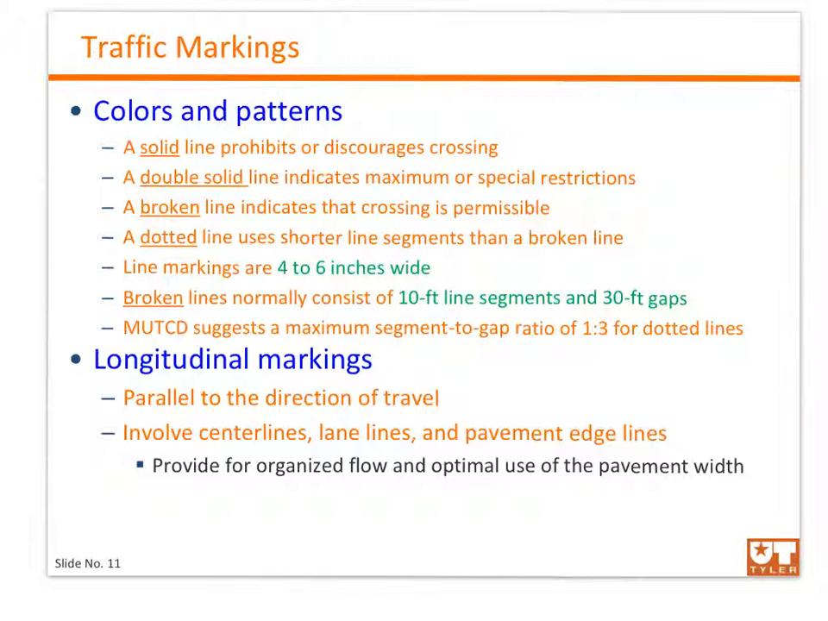When it comes to longitudinal markings, those are parallel to the direction of travel. They typically involve center lines, lane lines, and pavement edge lines, and we use them to provide organized flow and optimal use of the pavement width. So in so many cases, for newly paved roads, drivers would have a hard time shifting between one lane and the other, or they get close to the edge or the shoulder of the highway, simply because the longitudinal markings are not there yet. So once we have those established, the drivers are going to have an organized flow and optimal use of the pavement width.